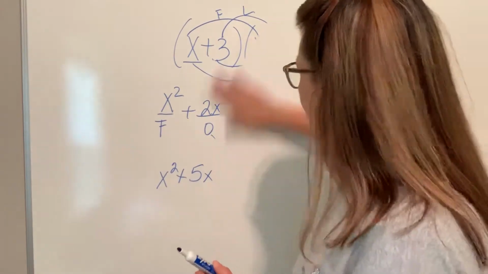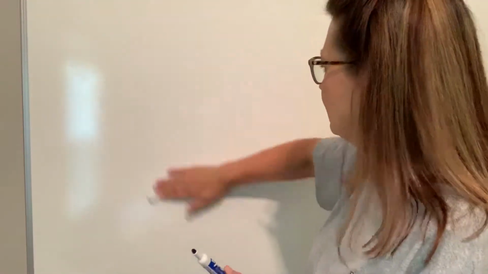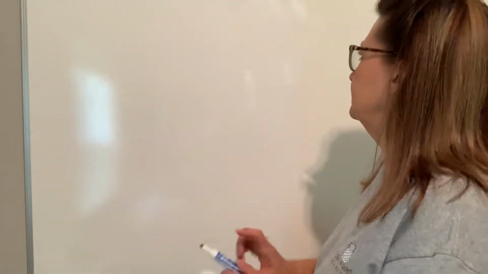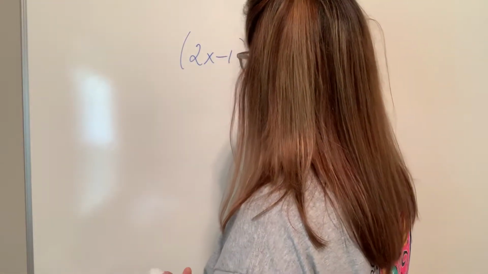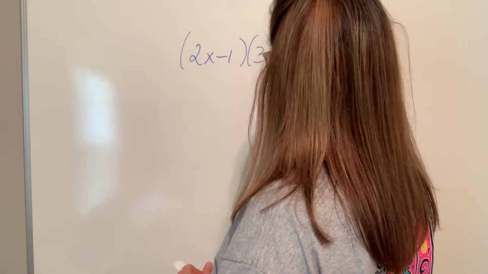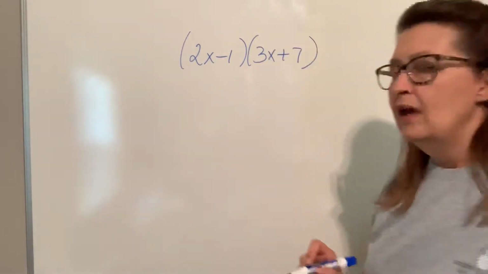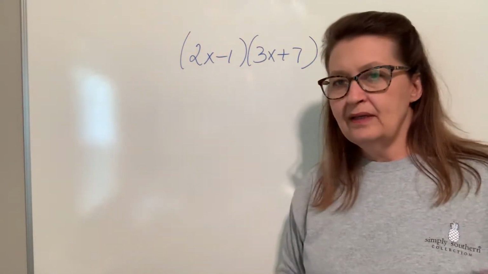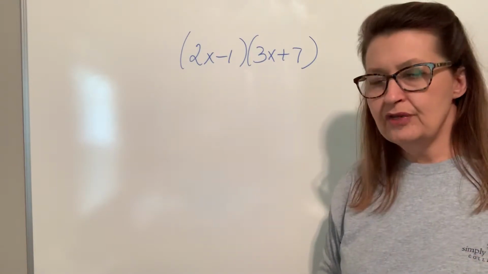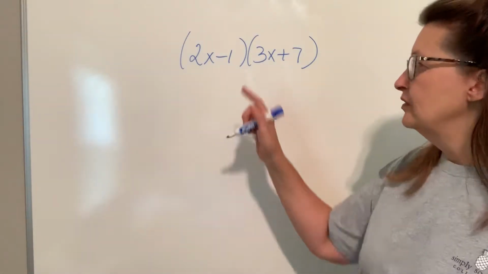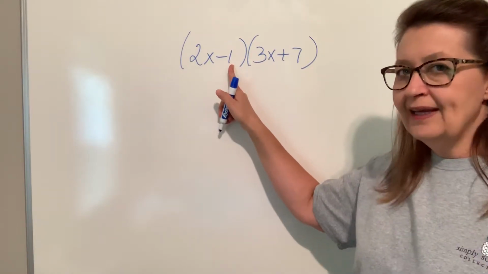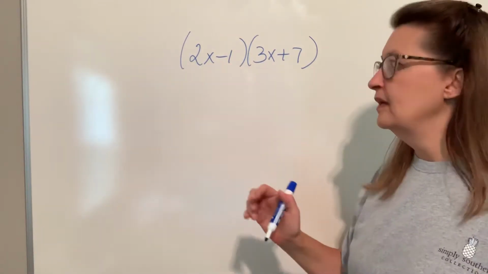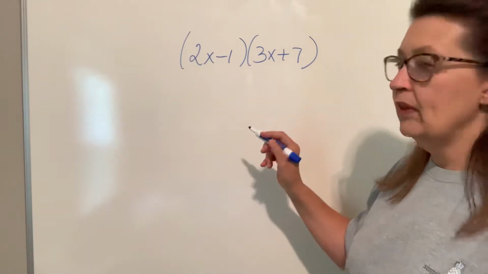Let's look at one where we have a minus sign in there. Just like this. Now the one thing to keep in mind is that a minus sign belongs to the number that comes behind it. So this minus sign belongs to the 1. And it functions just like a negative sign. It's the same thing. So let's go through FOIL here.